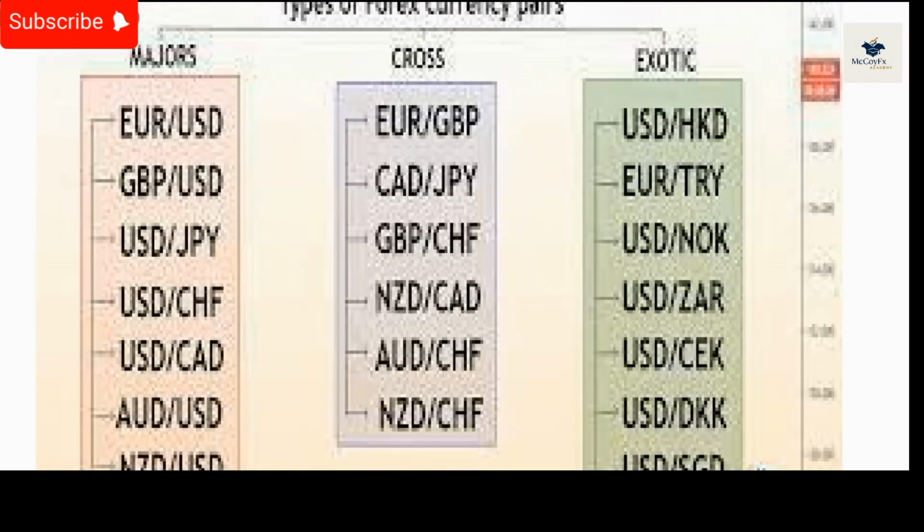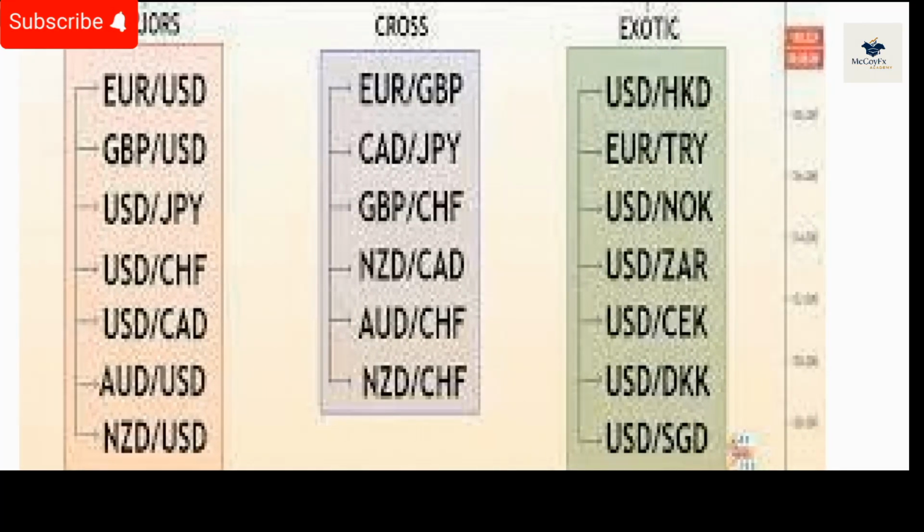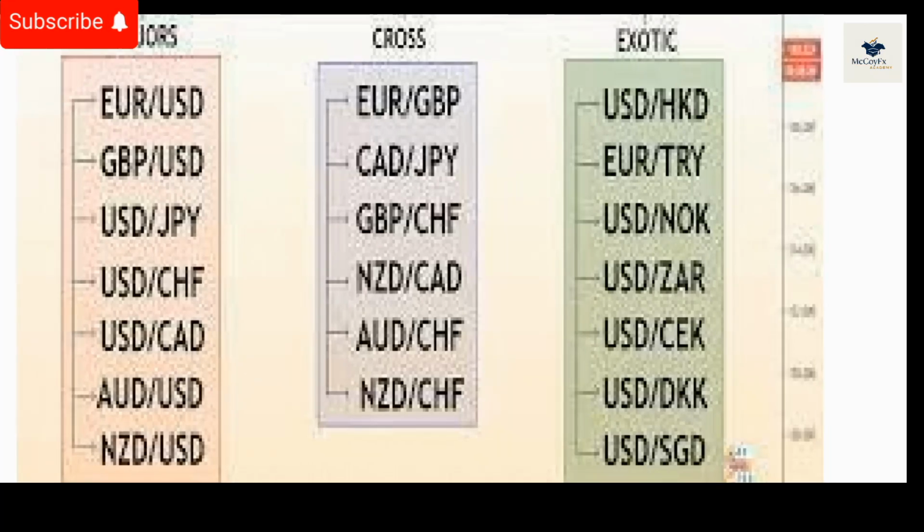When you come to the crosses, the same thing we have here, but this one does not include USD in any of the pairs. So if you can check, we have all the major currency pairs here, but none of them include USD. When it comes to the exotic, we have the USD and HKD. This is the currency pairs that involve the USD with a developing currency or economy. For example, let's say you have the USD against the South African rand.